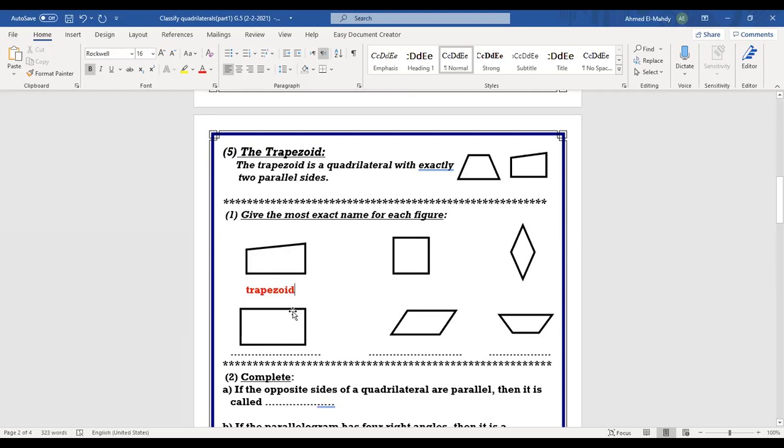Okay, the next figure, easy. Nourhan, what is the name of this figure? Square. Okay. The next one, Hana. What is the name of this figure?